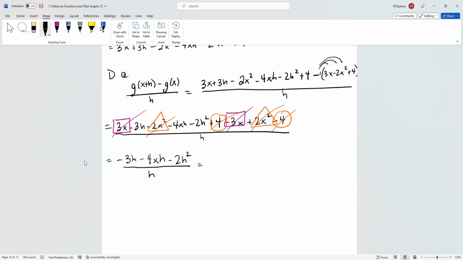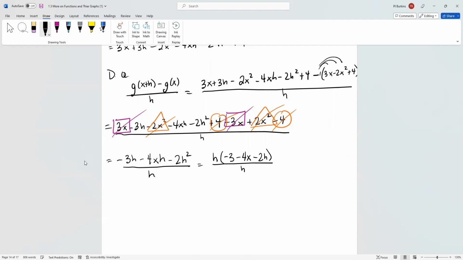Okay. So everything has an h in it, right? I can take out an h. That leaves me with minus 3 minus 4x minus 2h, right? I factored out an h. If you don't believe me, multiply that h back in and you'll get back the resultant.